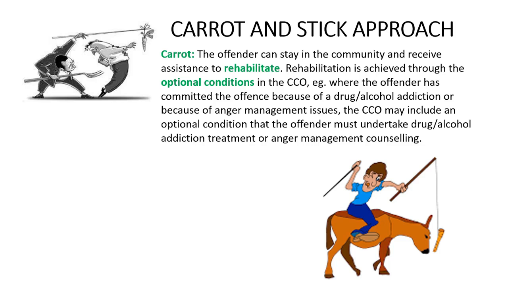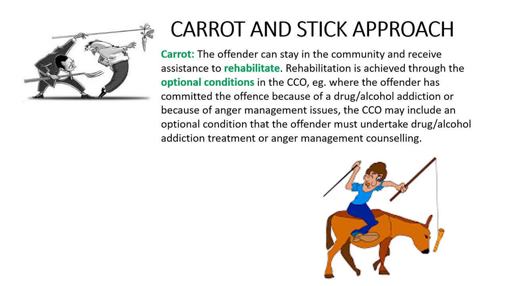For instance, where the offender has committed the offence because of a drug or alcohol addiction or because of anger management issues, the community correction order may include an optional condition that the offender must undertake drug or alcohol addiction treatment or anger management counselling. If this rehabilitation is successful, then the offender should no longer be driven to offend.